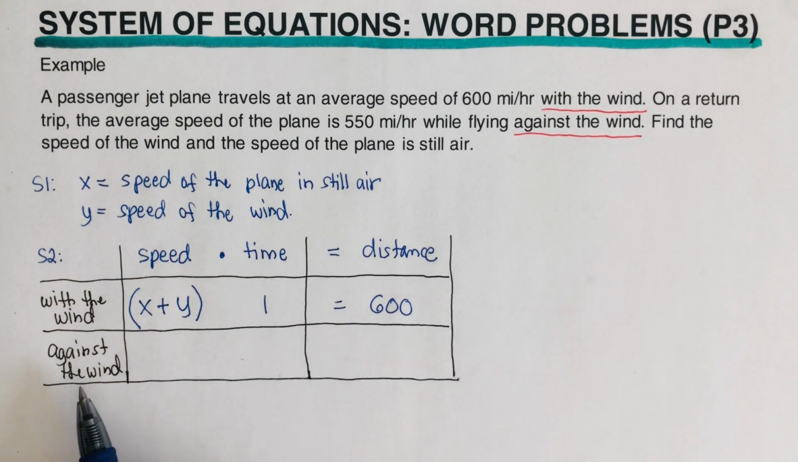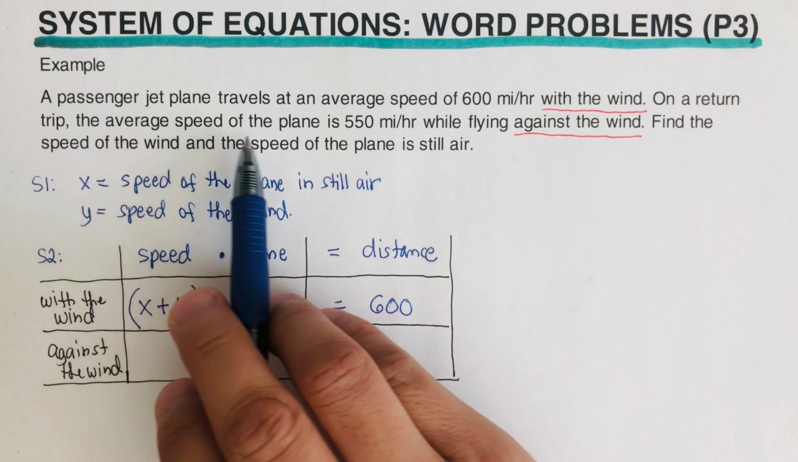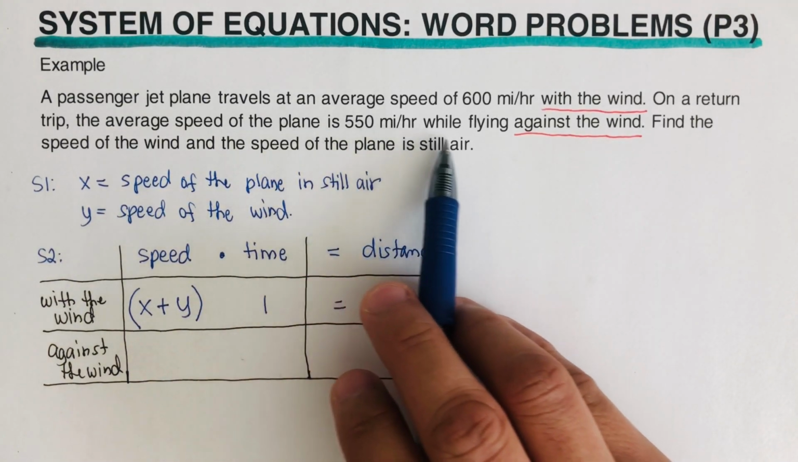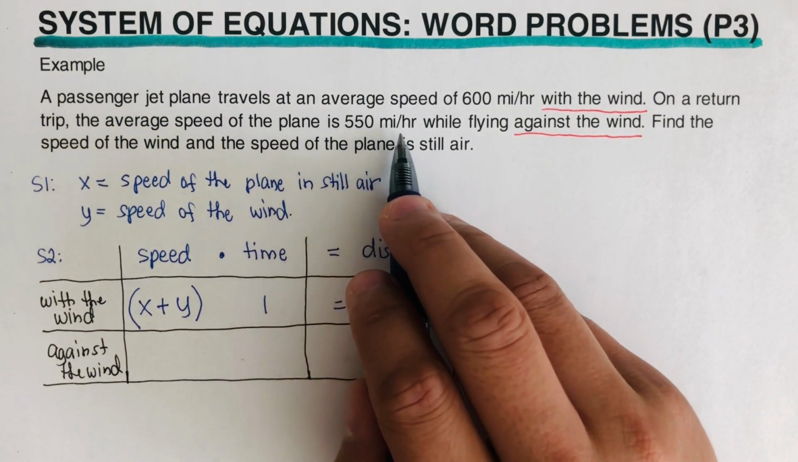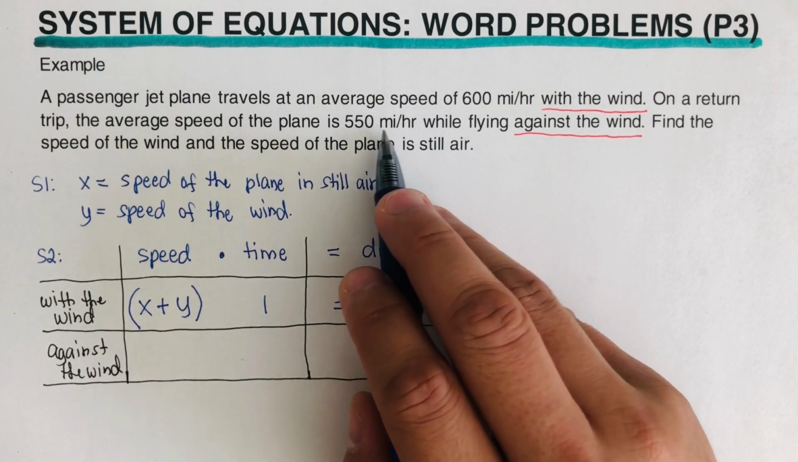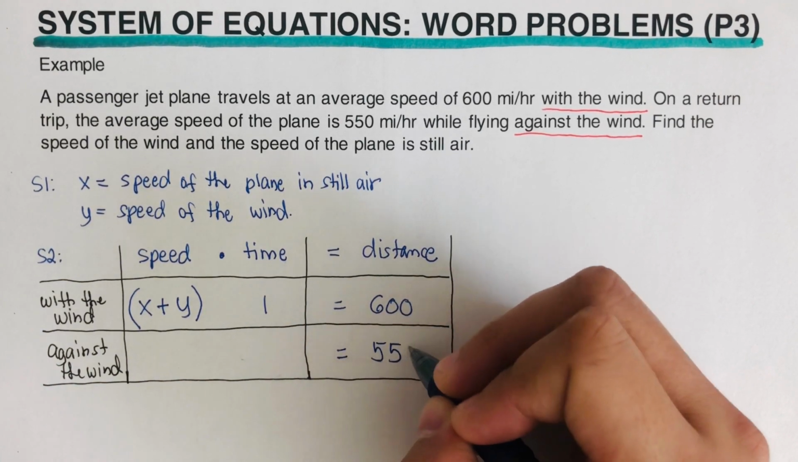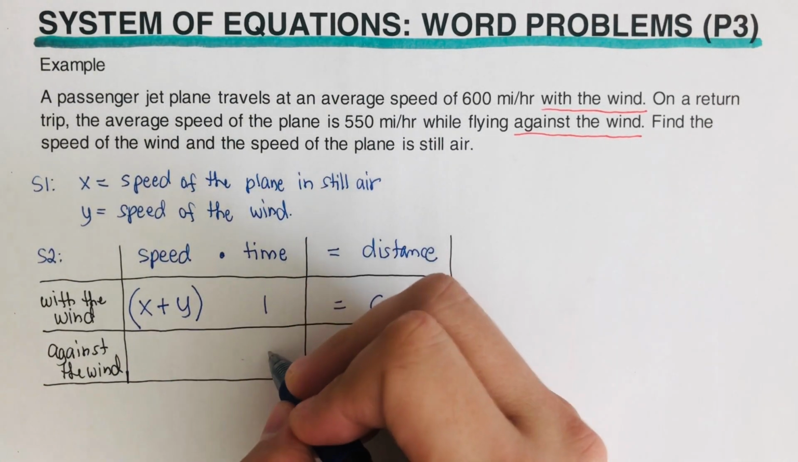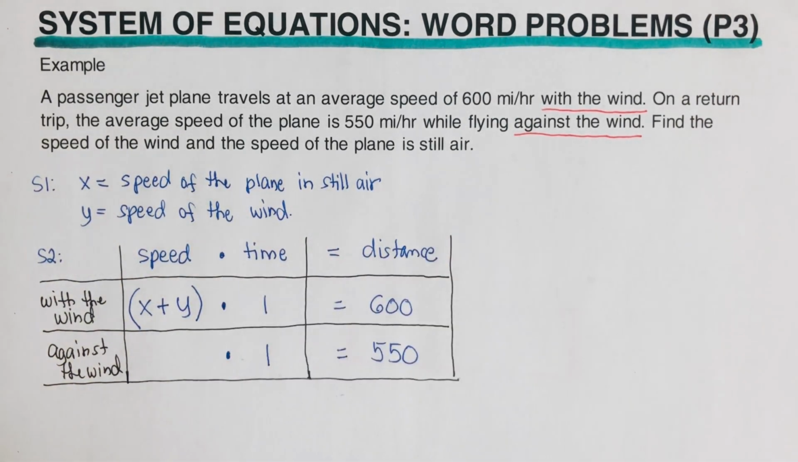The second equation is against the wind. So it says here, on a return trip, the average speed of the plane is 550 miles per hour while flying against the wind. So that is 550 miles per hour means in 1 hour it's 550 miles. So I can go ahead and write 550 here. And then that's for 1 hour. Again, this is by the way multiplication. So the dot here represents multiplication.